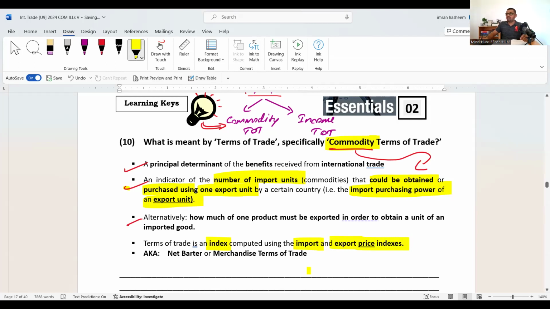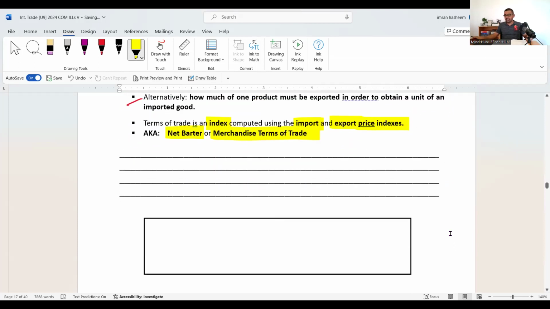Sometimes you need to keep in mind that alternative terms are there. Sometimes we call this a net barter or merchandise terms of trade. Barter meaning because it's about goods. So this is the concept of terms of trade. Especially we are focusing on first commodity terms of trade. Then we'll talk about income terms of trade.